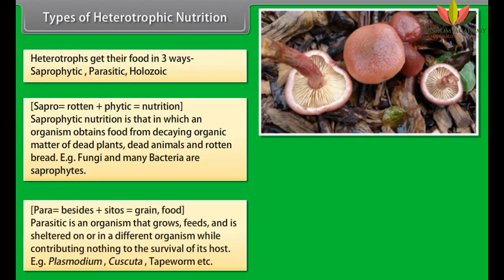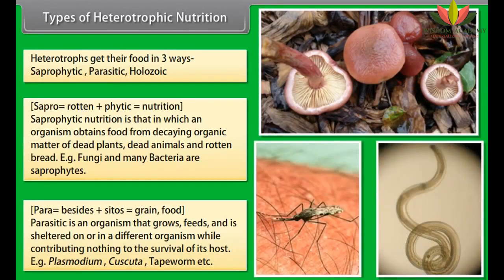Saprophytic nutrition is that in which an organism obtains food from decaying organic matter of dead plants, dead animals and rotten bread. That is, fungi and many bacteria are saprophytes.